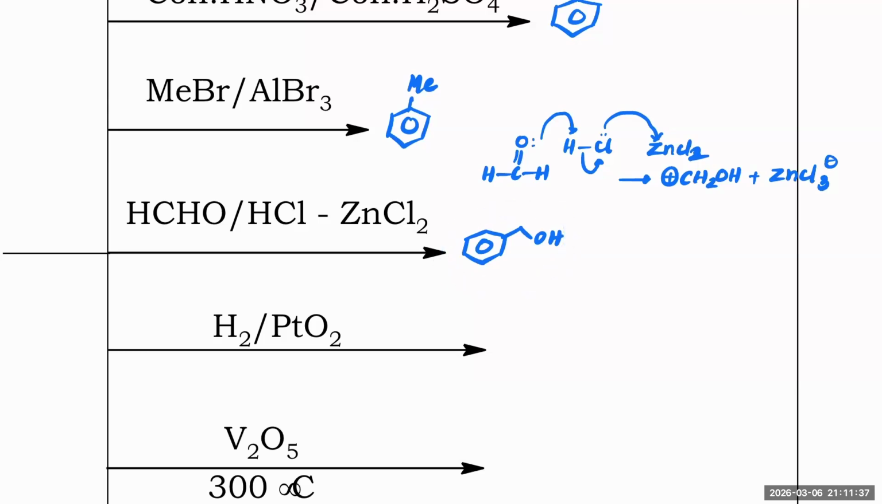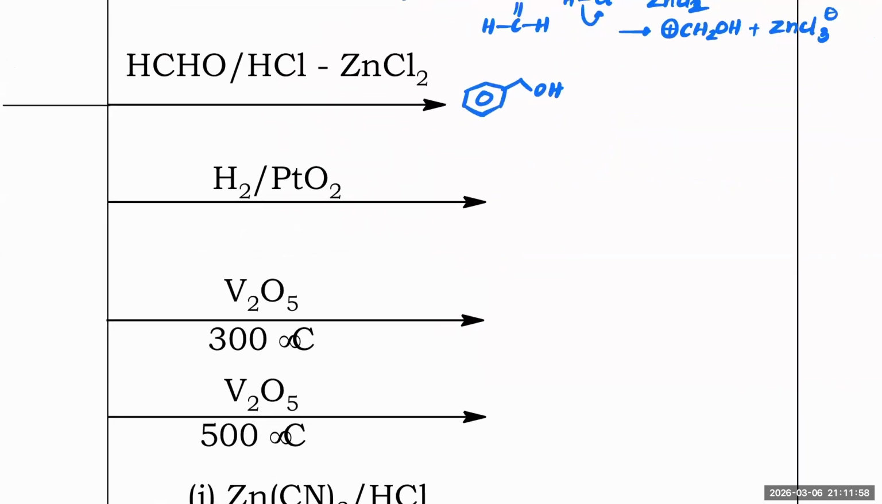It is very similar to the Gattermann-Koch reaction. In Gattermann-Koch, instead of taking HCHO, we take carbon monoxide. That's the only difference. When you take carbon monoxide, it will convert into an aldehyde. If you already took formaldehyde, then this will convert into methanol. Next, H2 with PtO2, which is called Adams catalyst. In the presence of Adams catalyst, the double bonds inside the benzene ring will get reduced.